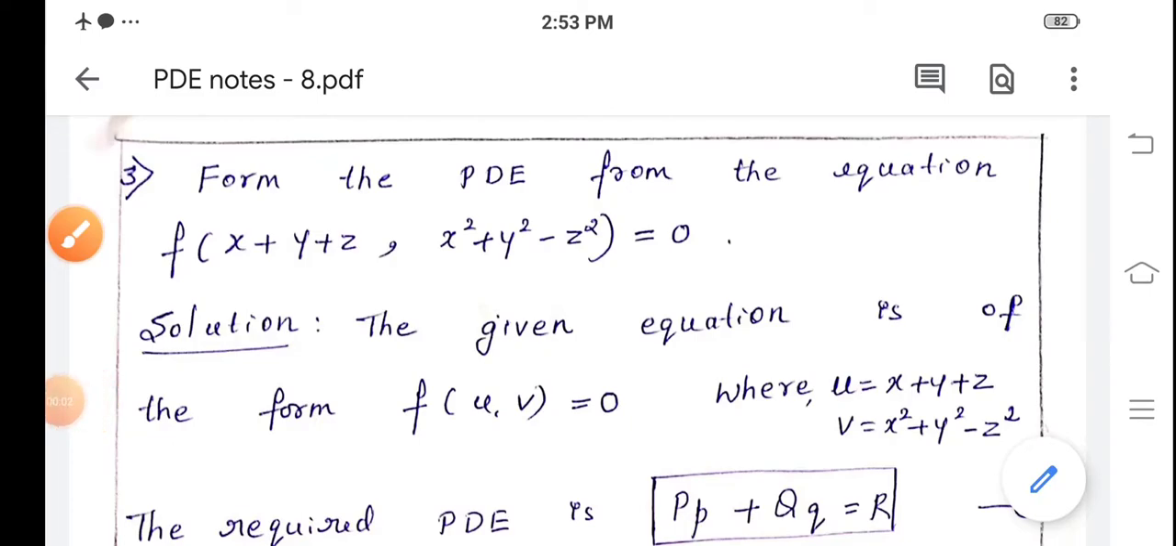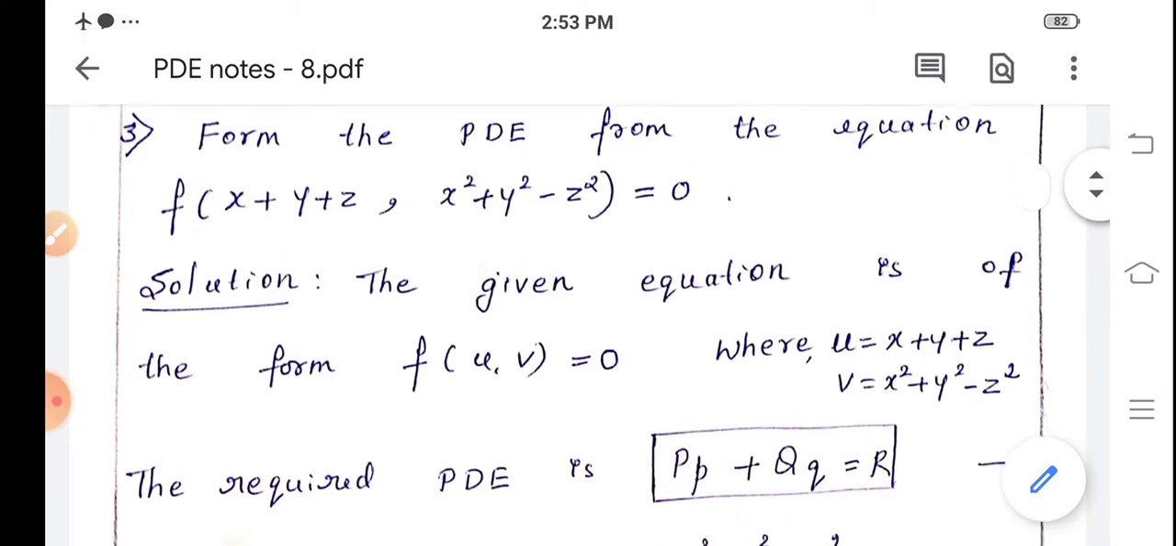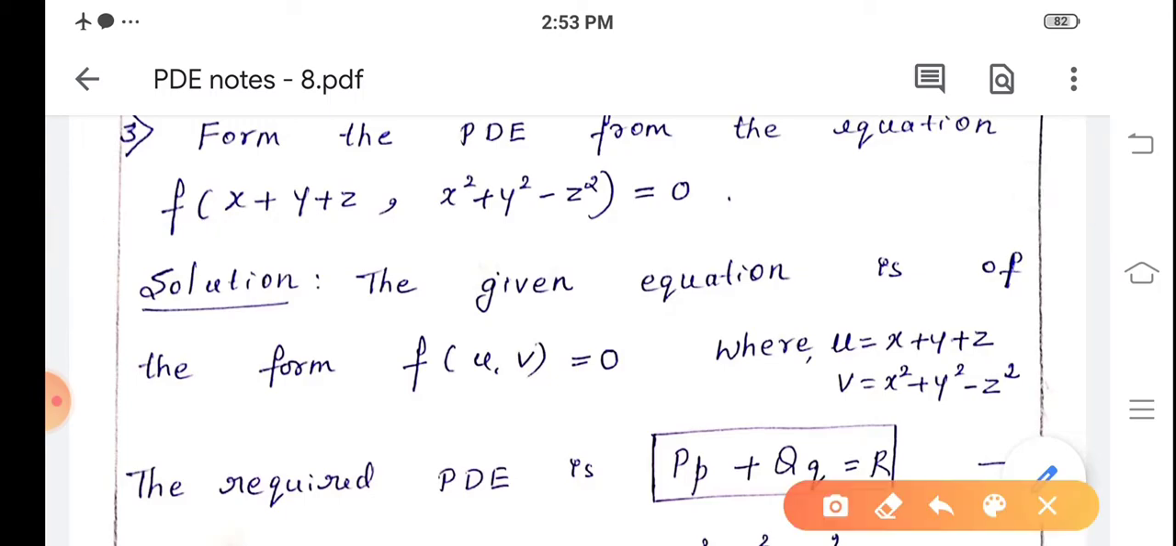Today we will continue with the exercise questions on formation of partial differential equations. Problem number 3. Form the partial differential equation from the equation f of x plus y plus z, x square plus y square minus z square equal to 0.